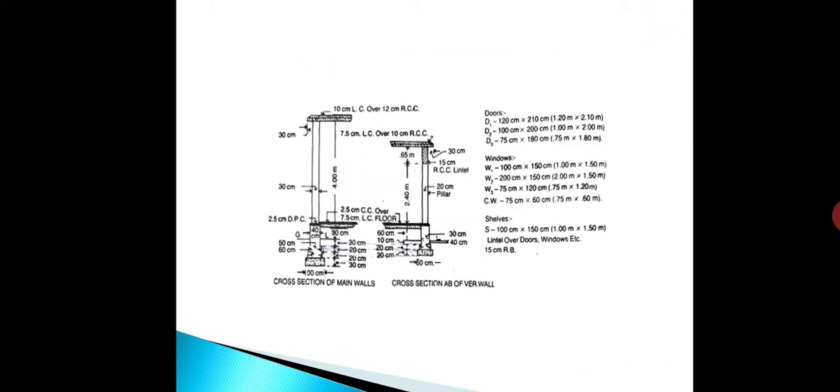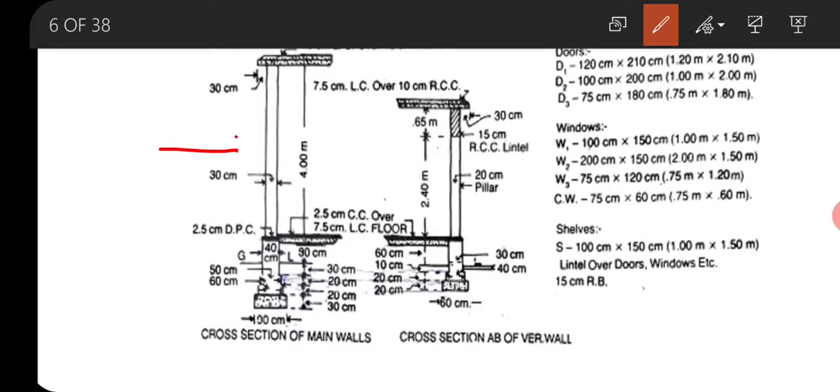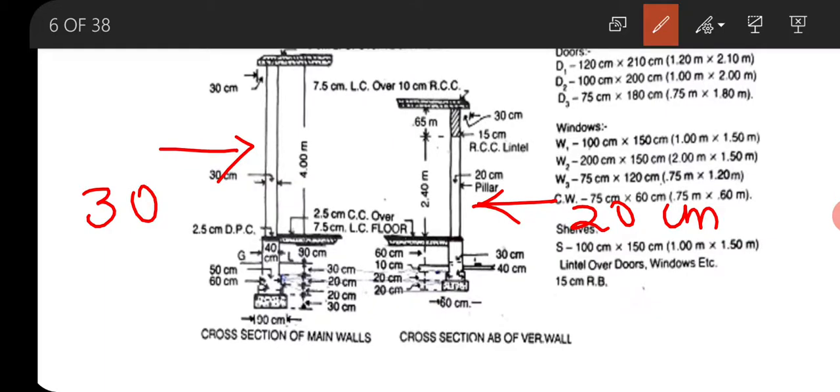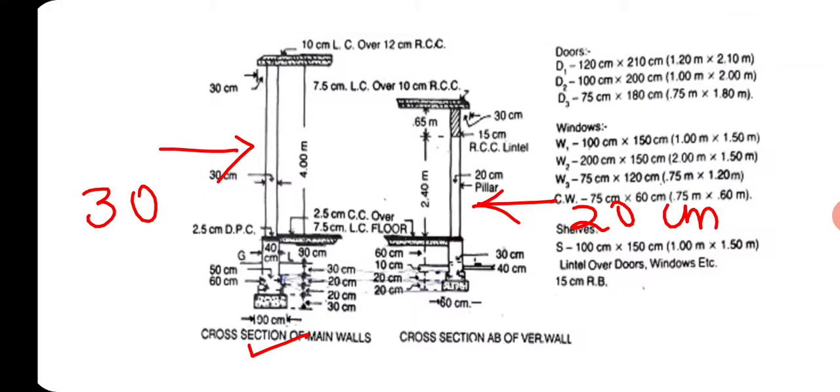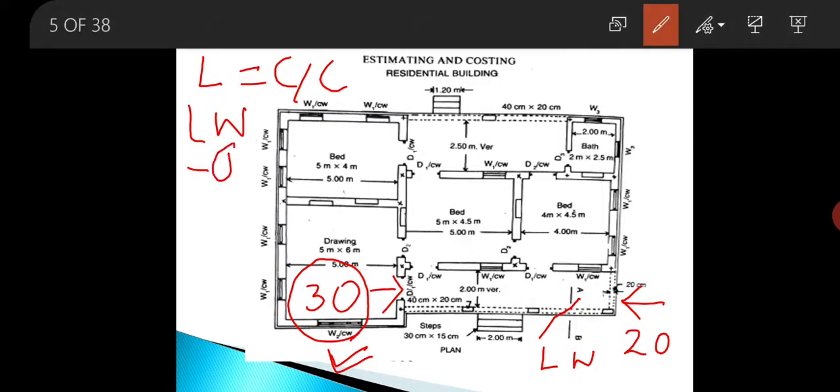From the section of the wall, this one is the section of the 30 centimeter wall and this one is the section of the 20 centimeter wall. From this diagram you can see the excavation width for the 30 centimeter wall is 90 centimeter. Therefore, we will subtract half of the width of excavation, that is 0.9/2, and add half of the width of excavation for the 20 centimeter wall on the other side.